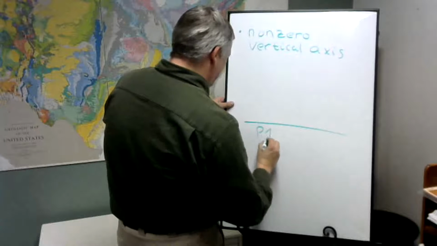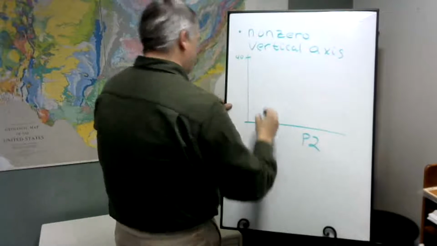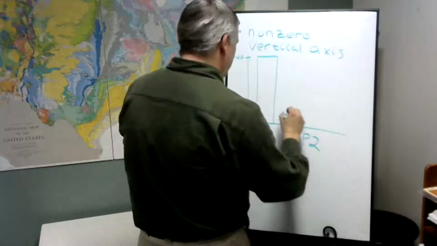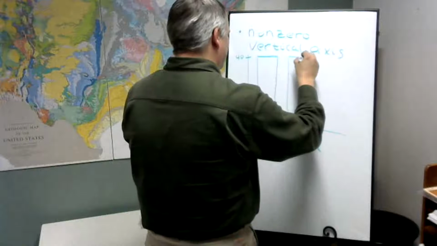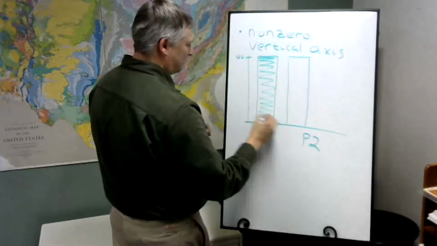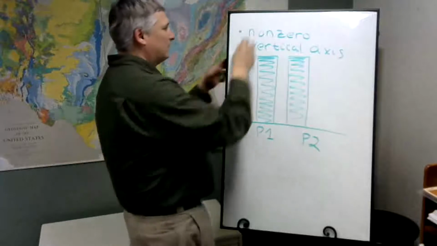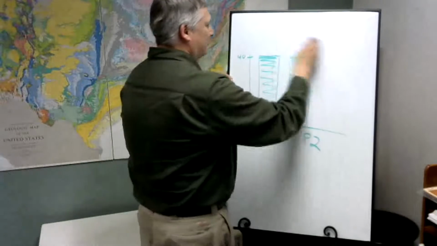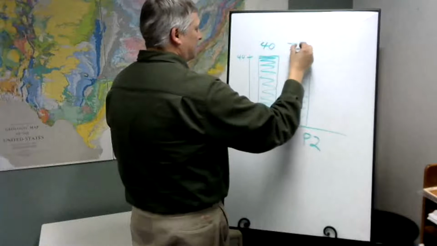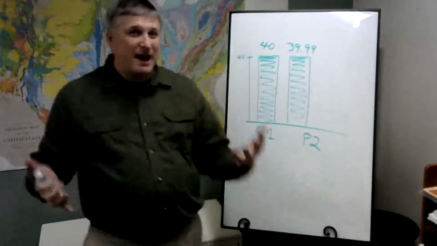I'll abbreviate this as person one, person two. Person one is exactly at 40, and person two, I don't think you can tell. And just to clarify, we might write the times above each bar. This was 40 seconds, 39.99 seconds.